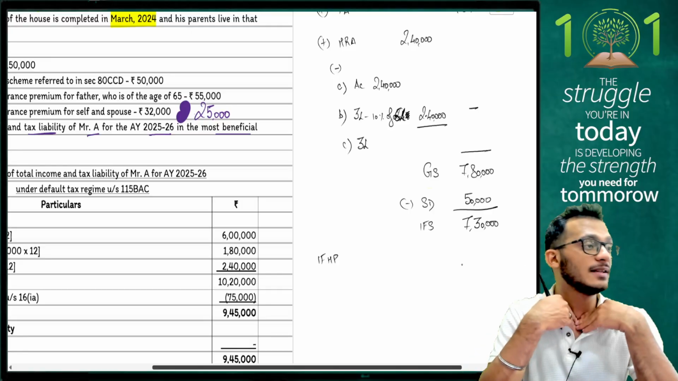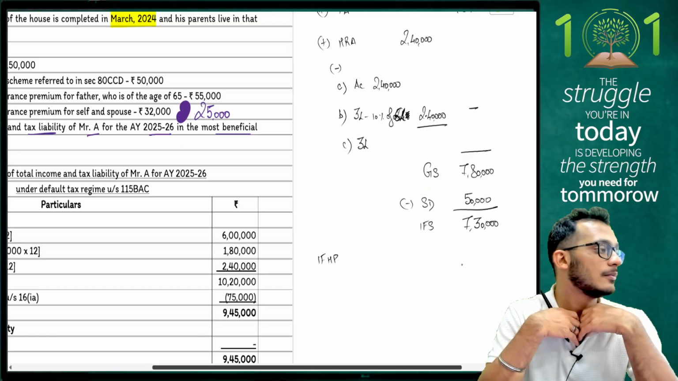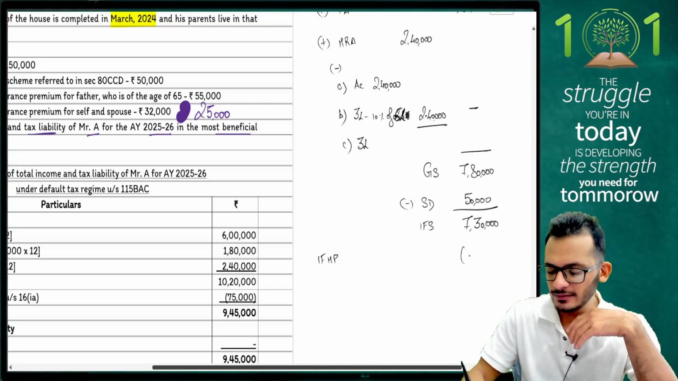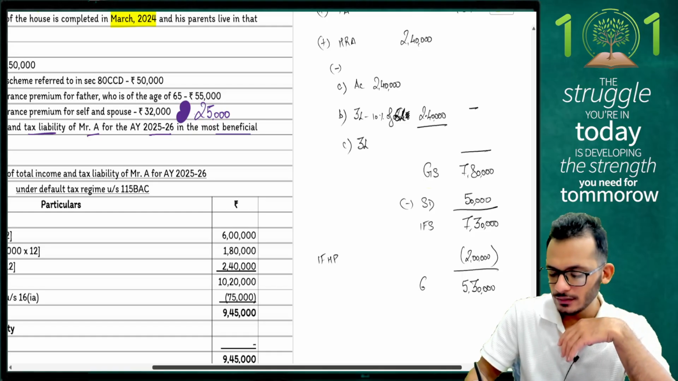I have a loss from HP. I can set off against salaries to the maximum of 2 lakhs. I only have a loss of 2 lakhs, so I'm setting off the full 2 lakhs. Therefore, no restrictions anywhere. Therefore, my taxable income is 5,30,000. But this 5,30,000 is my GTI.